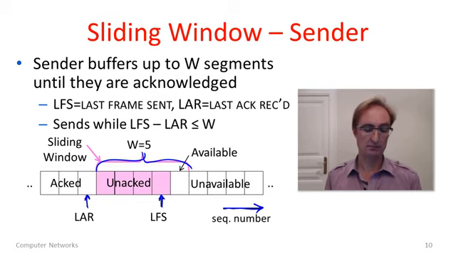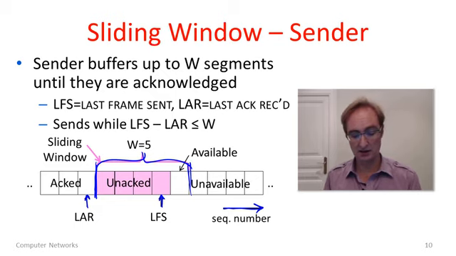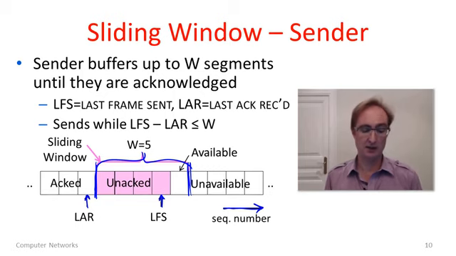All of the segments before the left side of this window, we're finished with them. They've all been sent through the network, acknowledged by the other side. We've got the acknowledgement. They're done. And to the right side of this sliding window, there are segments that we can't yet send because our window is not big enough. Okay, so this is the sliding window.